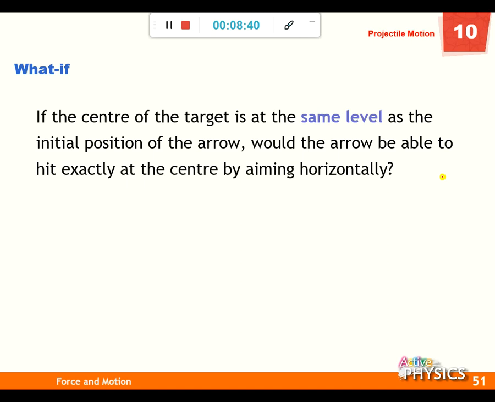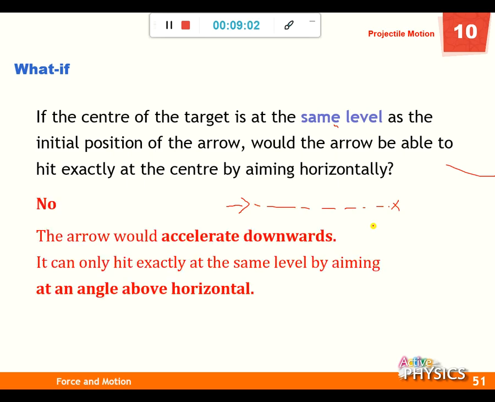What if question: if the center of the target is at the same level as the initial position, this one is the arrow, the target is at the same level. Then would the arrow be able to hit exactly the center by aiming horizontally? Of course, I think you should know that the answer is no, because we have gravity.